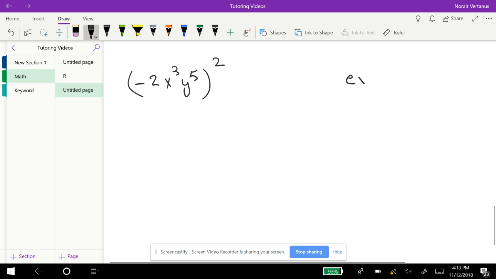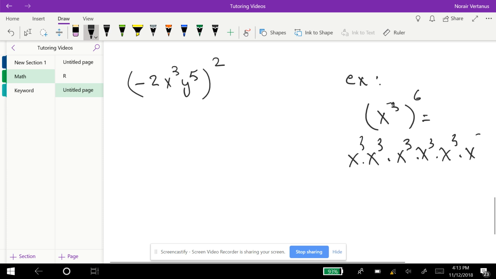For example, x to the third to the sixth power. What does this mean? It means x to the third times x to the third, six of them. Since it's multiplication and the bases are the same, you add the powers: 3 plus 3 plus 3 plus 3 plus 3 plus 3, six of them. So 6 times 3 is 18, and you get x to the power of 18.